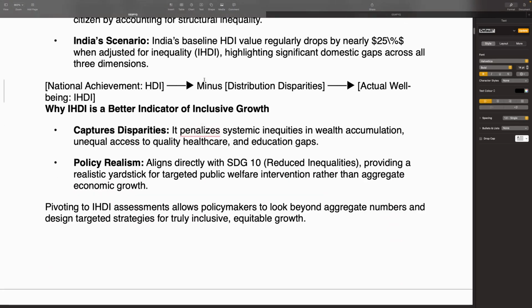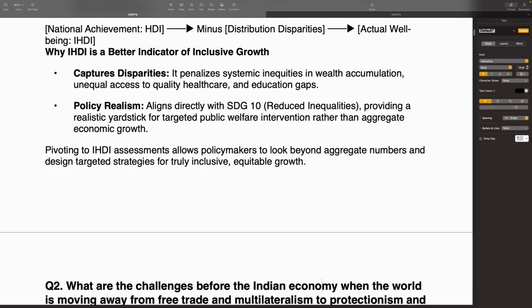Why is IHDI a better indicator for inclusive growth? Captures disparities: it penalizes systemic inequalities in wealth accumulation, unequal access to quality healthcare, and education gaps. Policy realism: aligns directly with SDG 10, reduced inequalities, providing a realistic yardstick for targeted public welfare intervention rather than aggregated economic growth. Pivoting to IHDI assessments allows policymakers to look beyond aggregate numbers and design targeted strategies for truly inclusive, equitable growth.